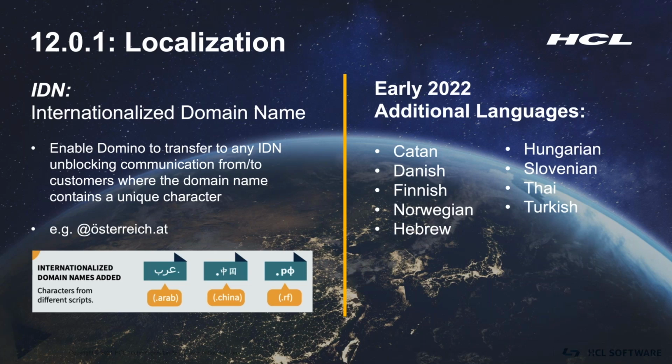And then we will also be translating 12.0.1 in early 2022 to the additional languages that we've shown here: Catalan, Danish, Finnish, Norwegian, Hebrew, Hungarian, Slovenian, Thai, and Turkish. We did release 11.0.1 in those languages recently, so that should not be a blocker for anyone upgrading from earlier releases just due to languages. So look for that in Q1 if you are on one of those languages.